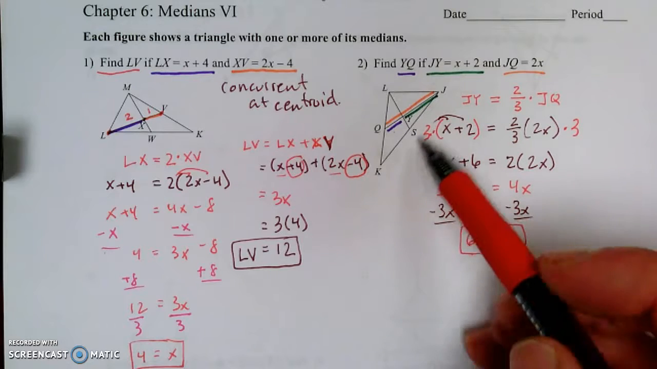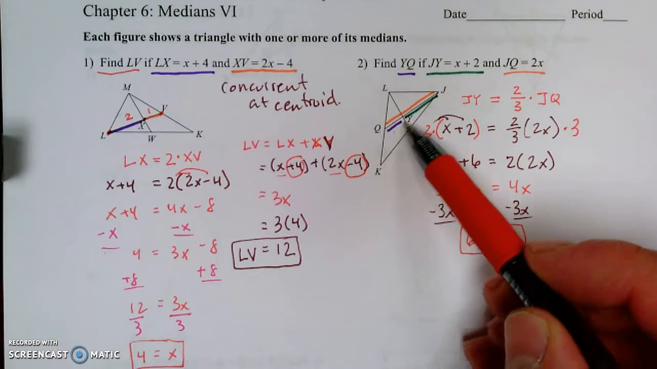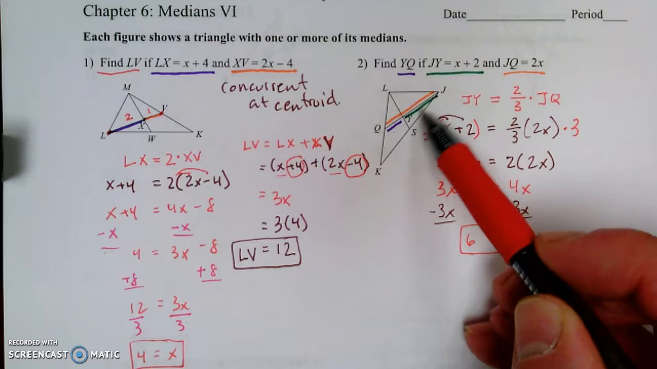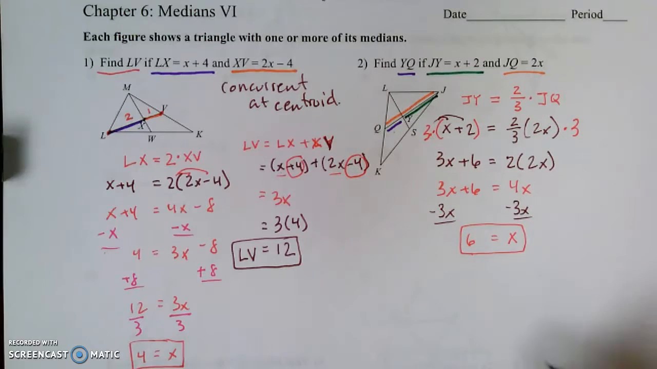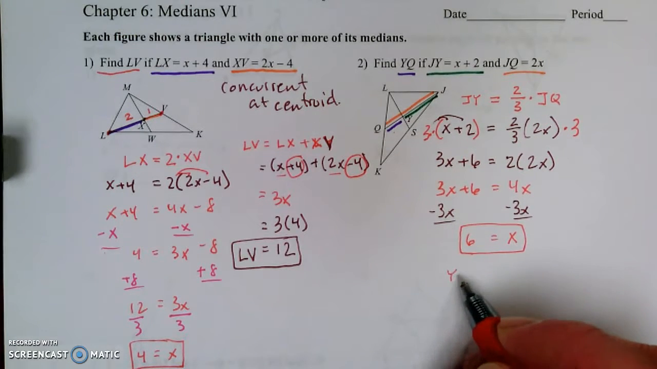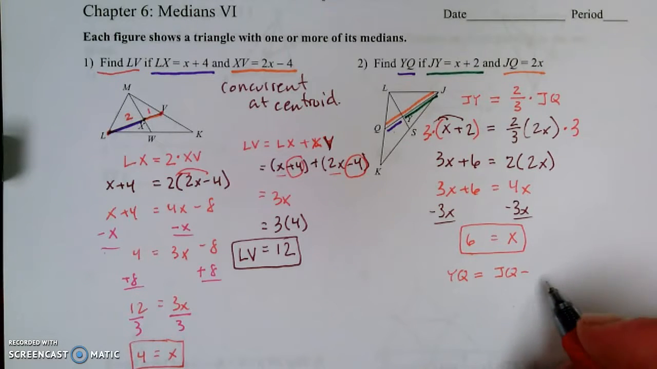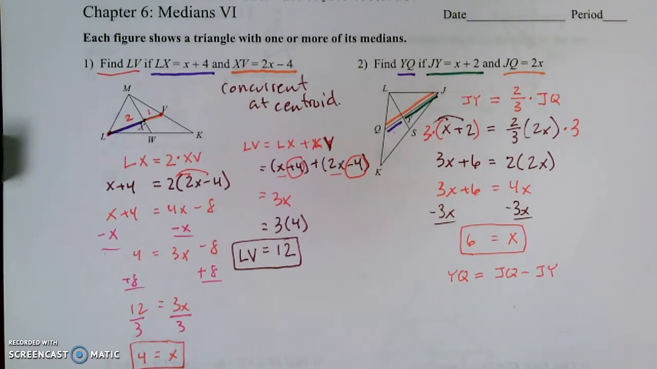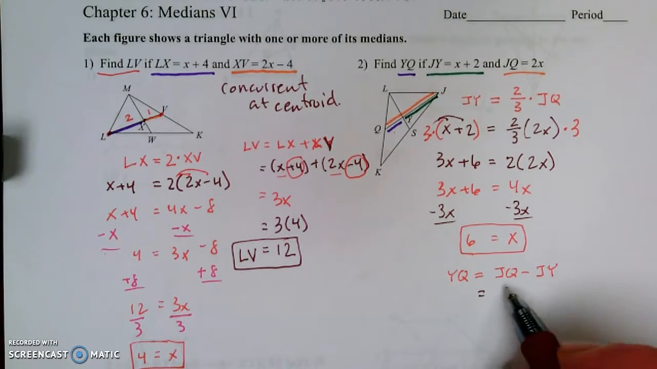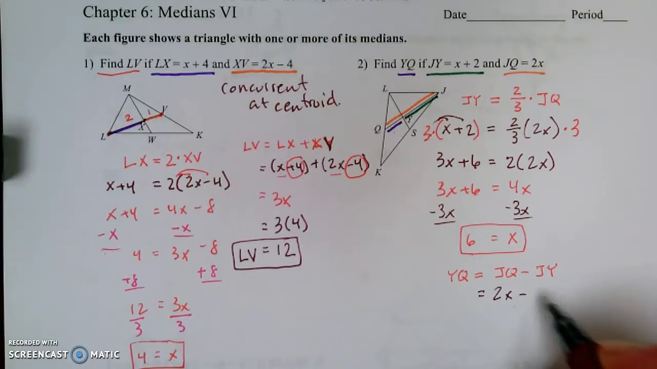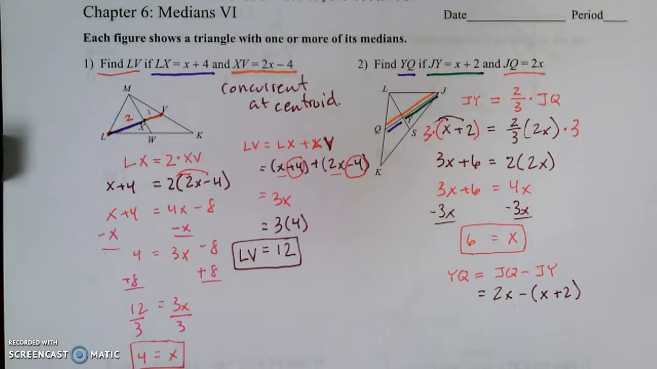Well, you'll notice here, YQ is what's left over if I subtract JY from JQ. So we could write that YQ equals JQ minus JY. And we'll put in our expressions here. JQ was 2x minus, and this is important, you need to put your parentheses around this. We're taking away x plus 2.